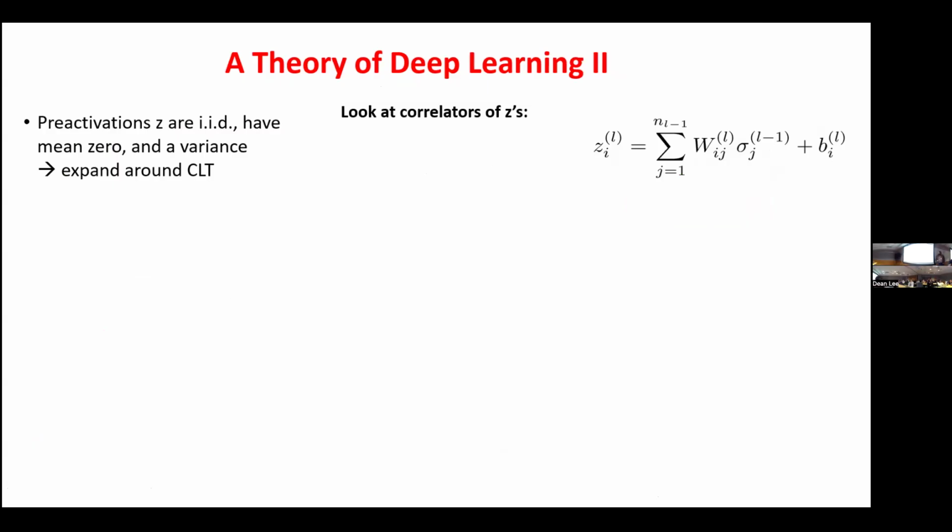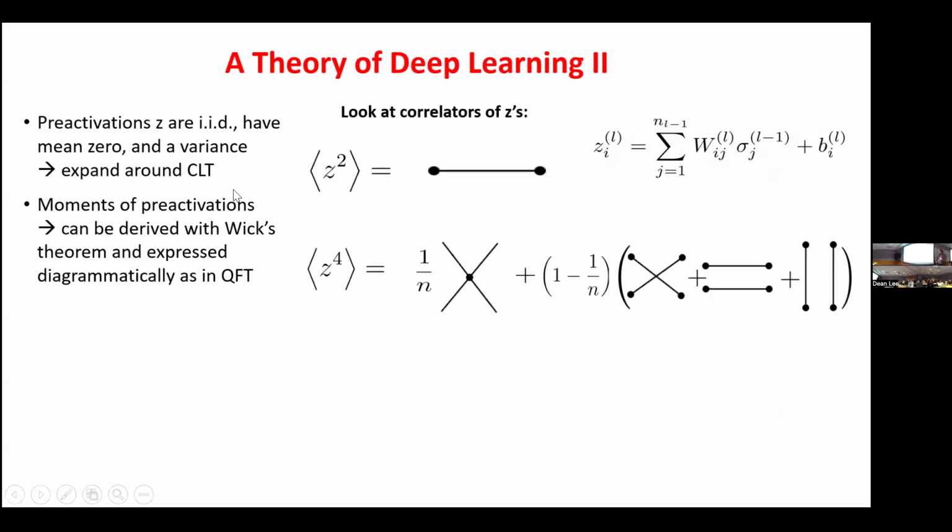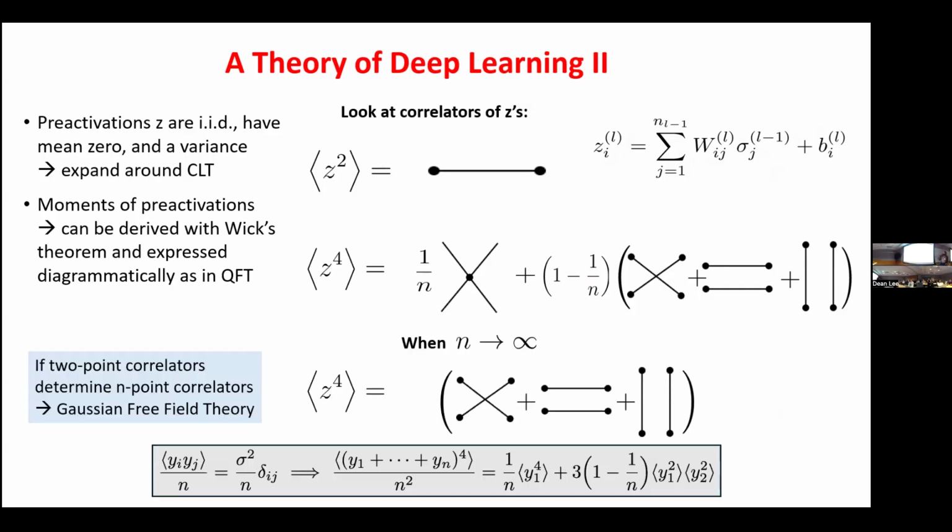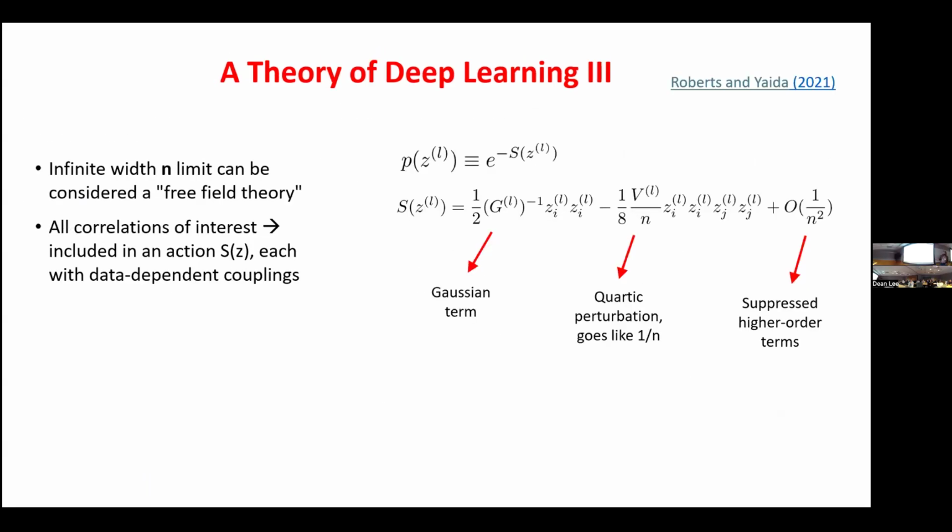So if we look at our pre-activations, the nice thing about these is, again, if we want to compute those moments that we're interested in, like the variance or the kurtosis here, we can do that just like we would in field theory. And again, when we take the limit as the width goes to infinity, we drop out non-Gaussian interactions and we get a Gaussian free field theory that we can worry about.